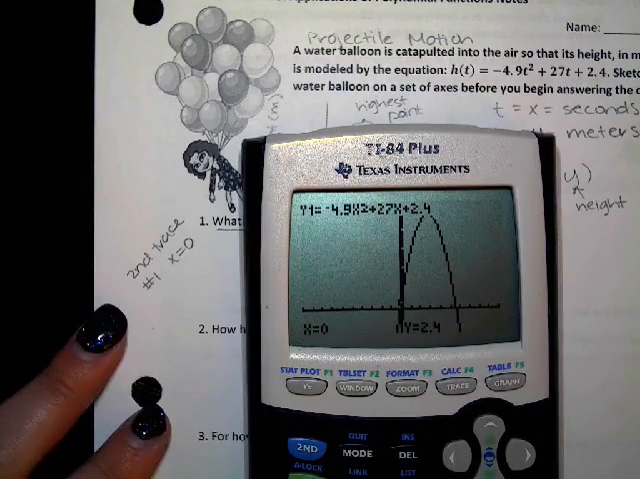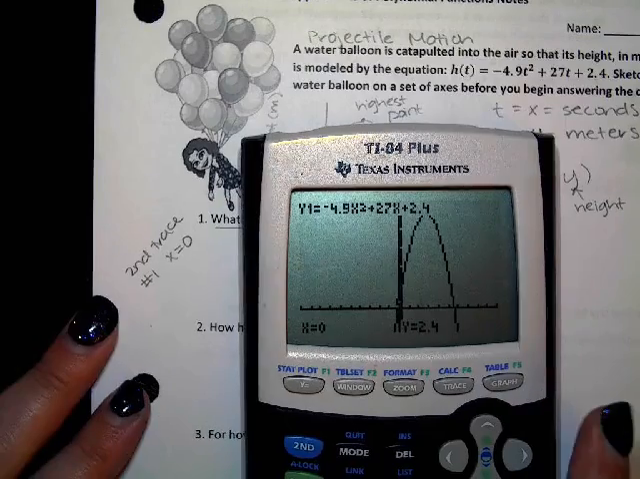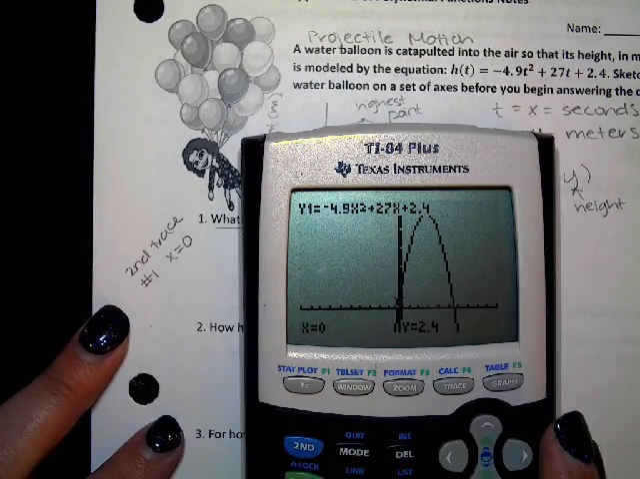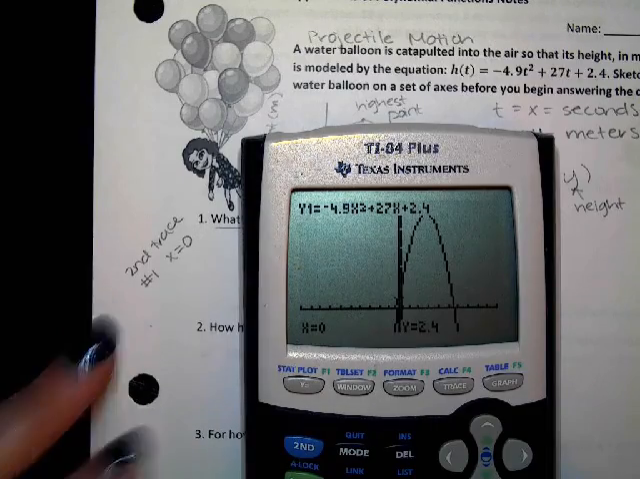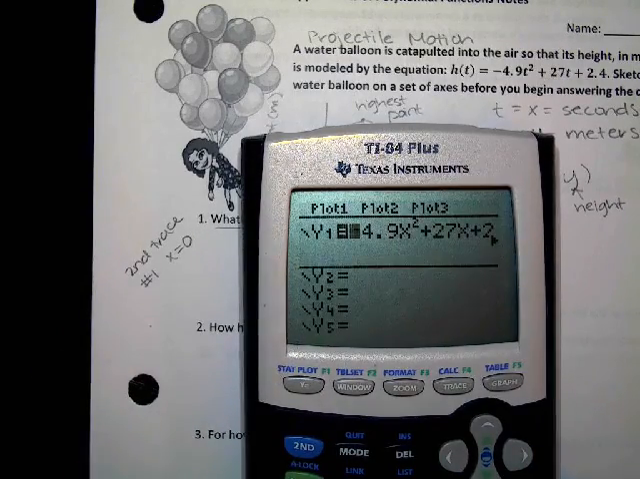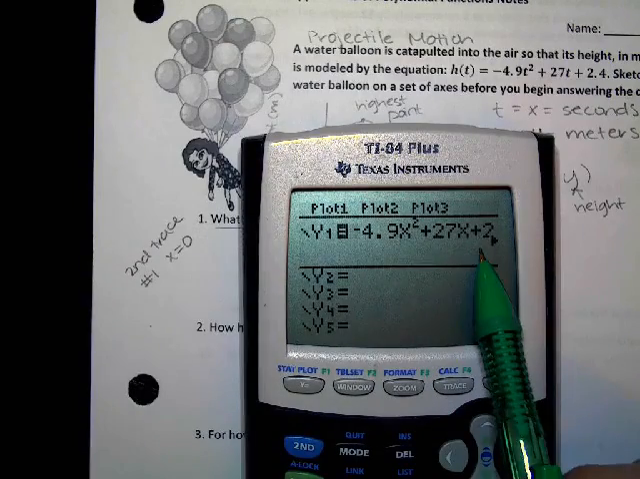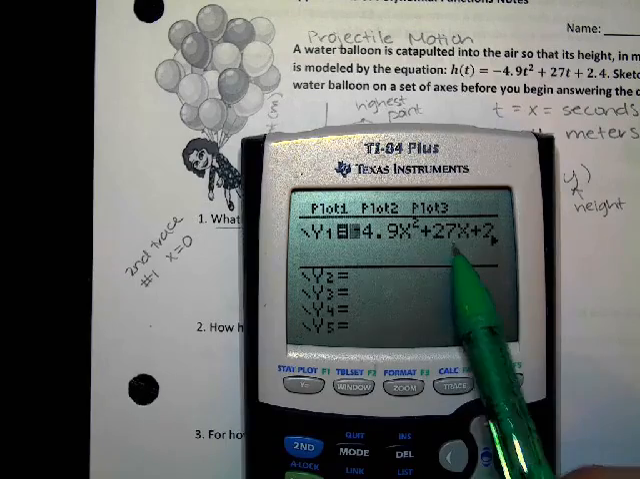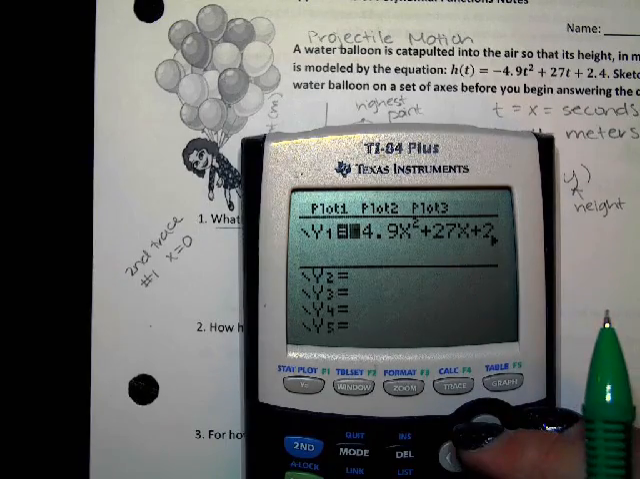Your window looks different? Did you change your x's? My graph in general. I put in everything I thought. Is this what it looks like? Negative 4.9 x squared plus 27x plus 2.4? Okay, does your window look the same? If you hit window, are the numbers the same?